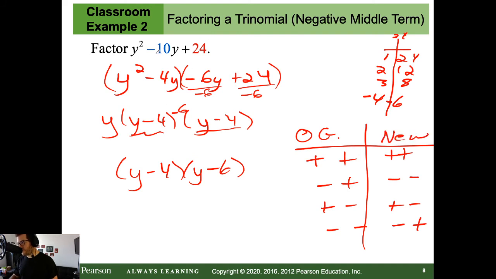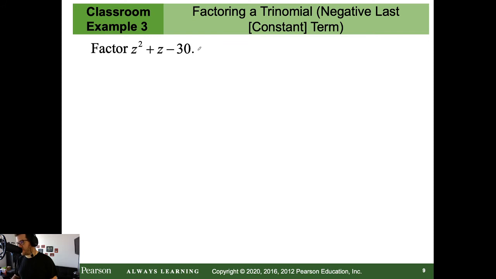So this is the OG, and this is the new. So if your original problem is minus plus, your factors are going to be negative negative. If they were plus plus like on the first one, they're going to be plus plus. If they're opposite, you're just going to do opposite. Okay? So let's look to see what we have here. So we have an opposite one. So that means that whatever my factors are, I know it's going to be the opposite.